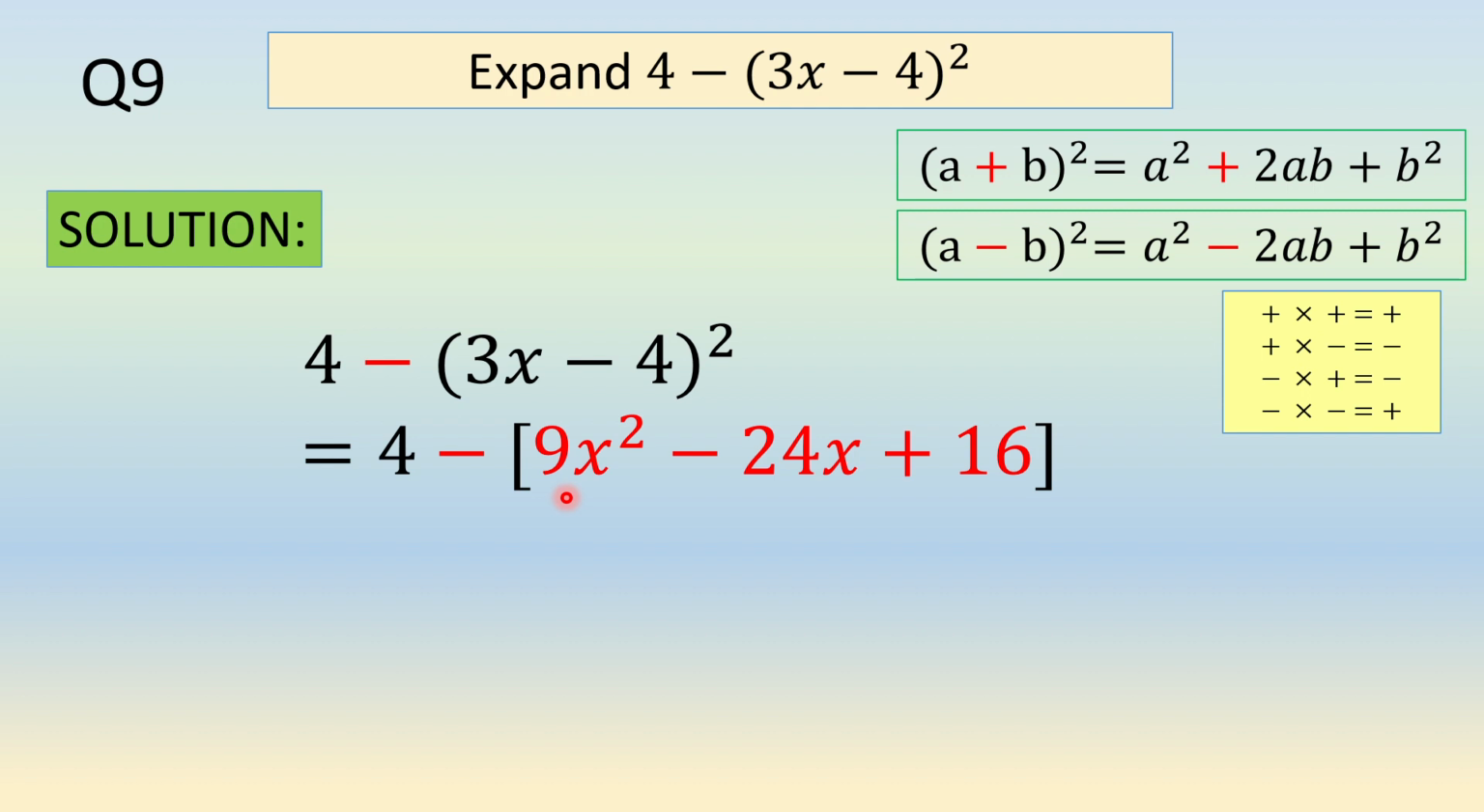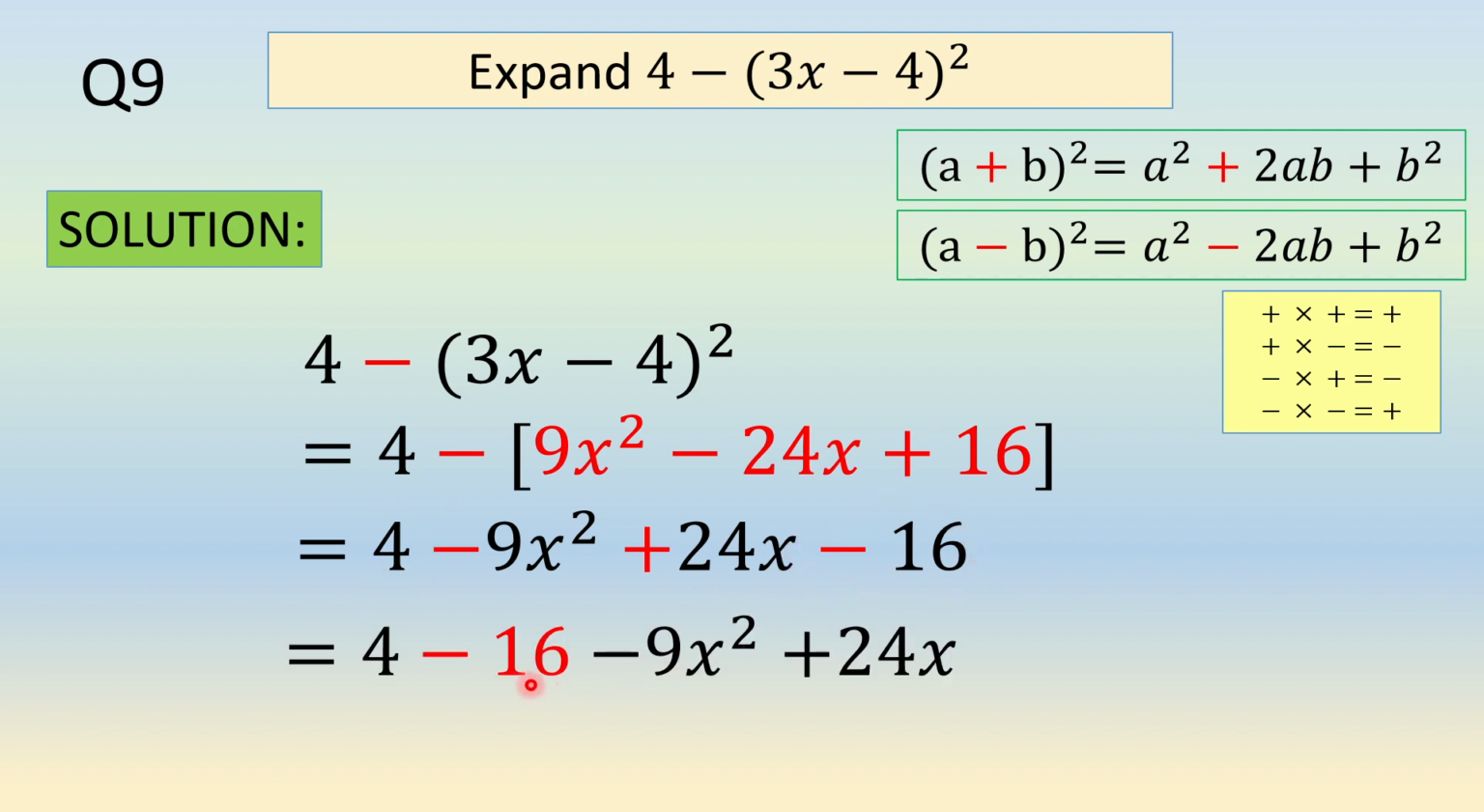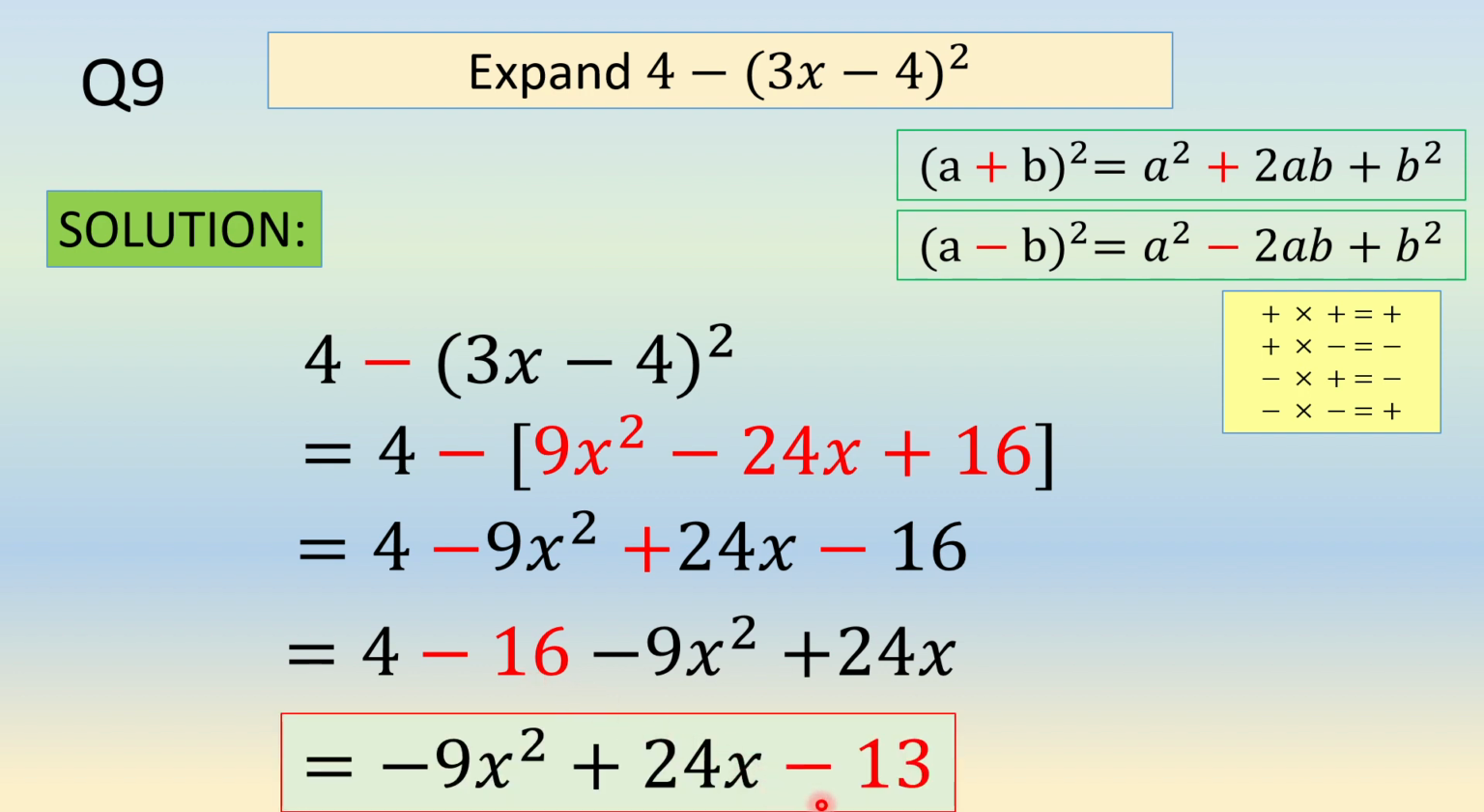Now after the expansion, we have to open the bracket. Leave the 4, the 4 remains. Negative times positive 9x square gives negative 9x square. Next, negative and negative gives positive 24x. Negative and positive gives negative 16. Look for the like terms. The like terms here are 4 and negative 16. Simplify them, and make sure you rearrange so that the highest degree term is at the beginning of the expression. So the final answer is negative 9x square plus 24x minus 13.